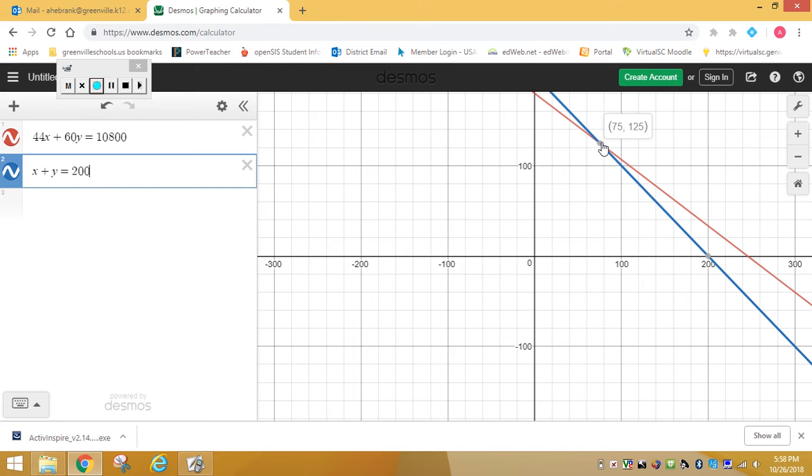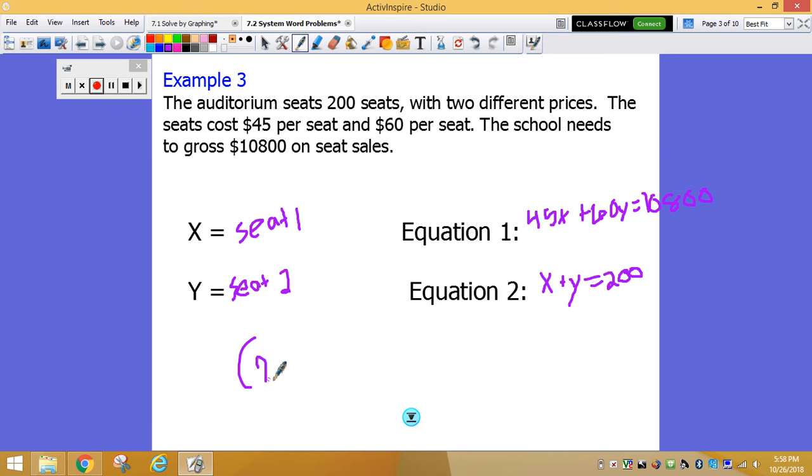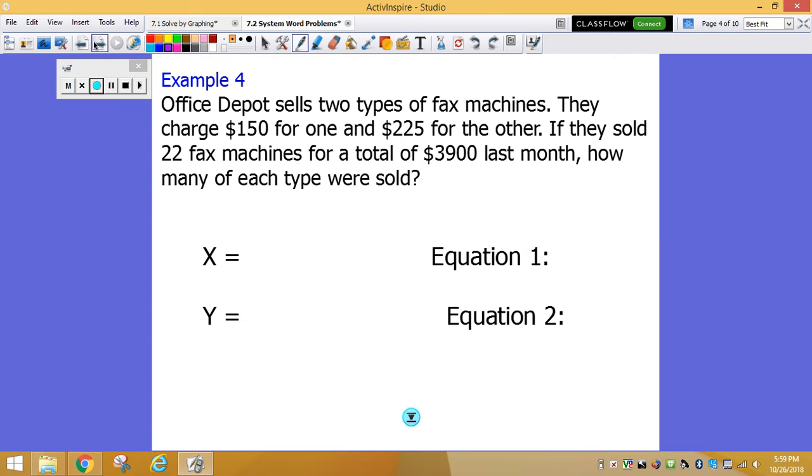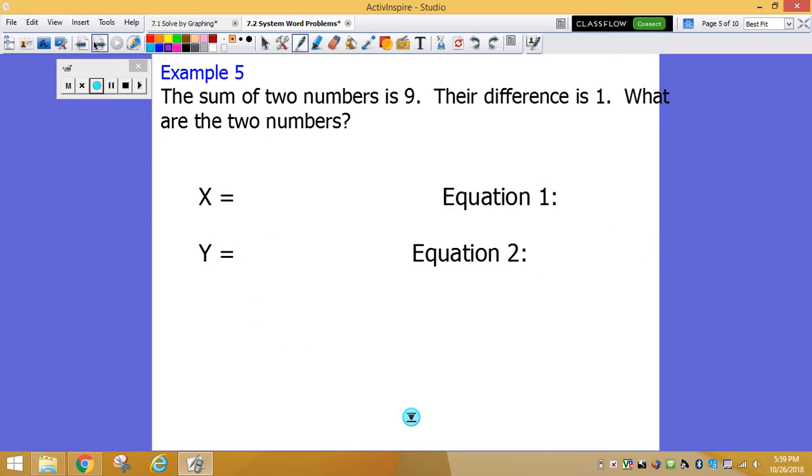And there's my answer, 75, 125. So x is 75, y is 125. So your answer, they sold 75 of the $45 seats, and they sold 125 of the $60 seats. All right, I'm not doing another one like this. Okay, you'll have something like this on your worksheet.